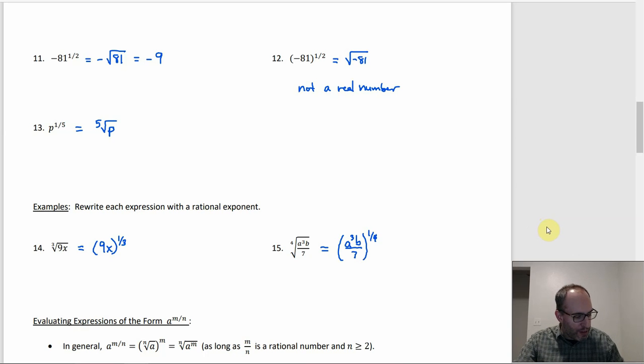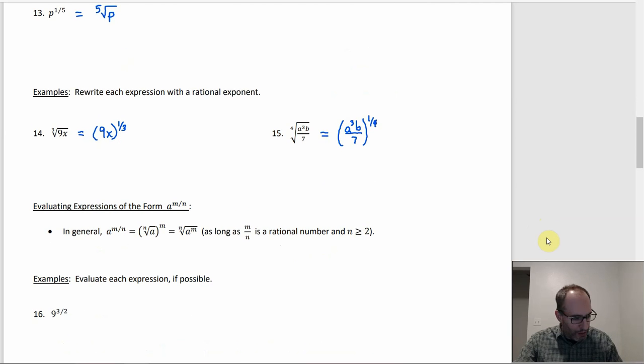Okay, then next thing, evaluating expressions of the form a raised to the power of m over n. The book has this written in the opposite order, but either one would work. So either you could do the nth root first and then raise to the m power, or you could raise to the m power and then take the nth root. I would stress this one, which is why I wrote it first, because if you take the nth root first, then you tend to have smaller numbers to deal with. So I'll show you what I mean.